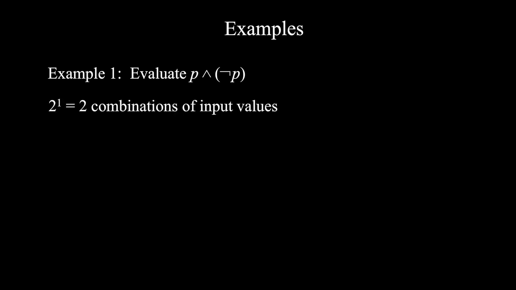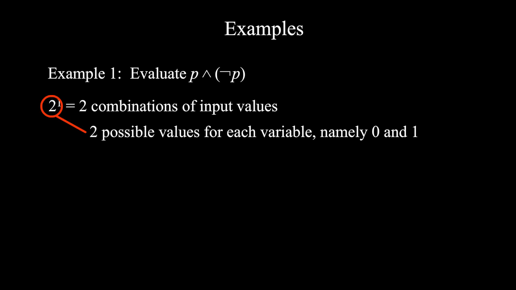Look at these examples. Example 1. Evaluate the proposition P and not P. According to the hierarchy, this should be read like this. This proposition has only one variable, namely P. So there are 2 to the power 1, that is 2 possible values of P, namely 0 and 1. This 2 is for the 2 possible values. This 1 is for the 1 variable P.